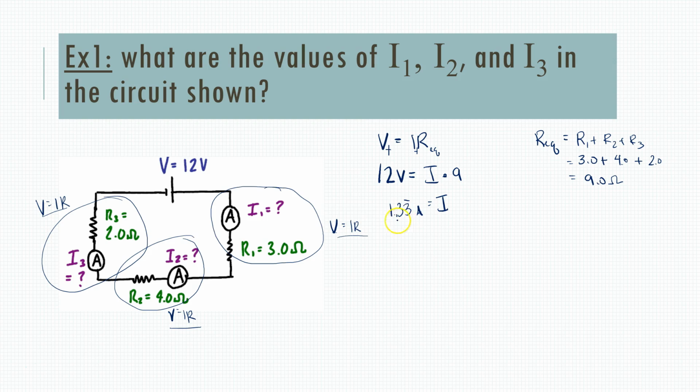So we just need to sig fig it. I'm looking, this has 2. These all have 2. So we're going to have it down to 2 sig figs. 1.3 amps is going to be all of those. That's I1, I2, and I3. They're all 1.33 amps.